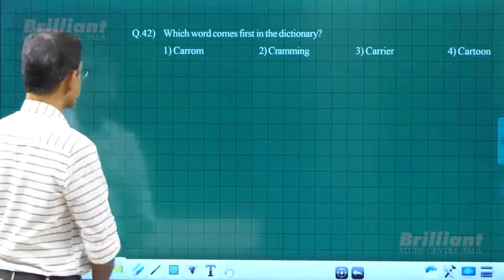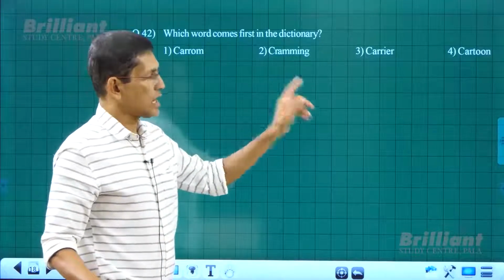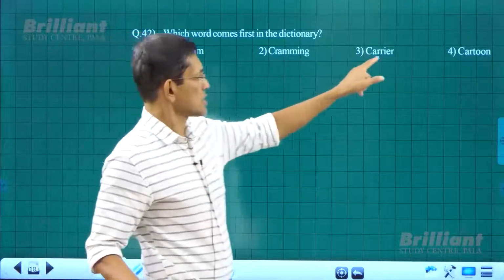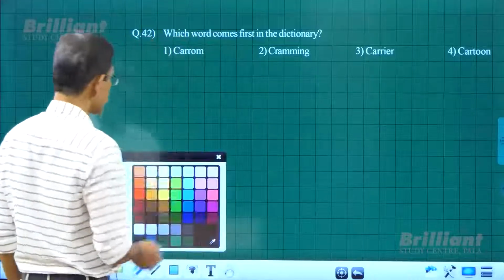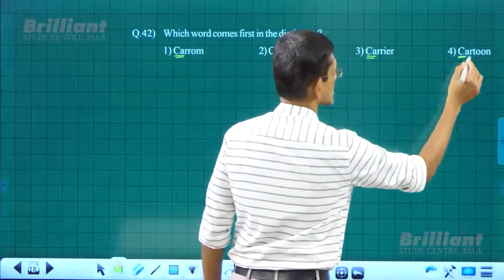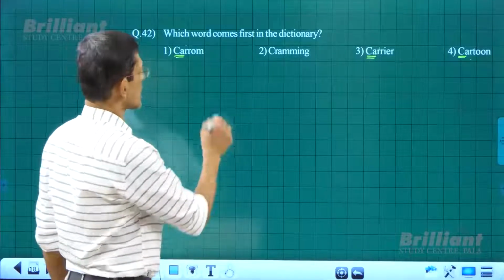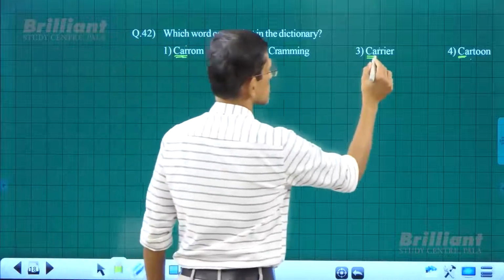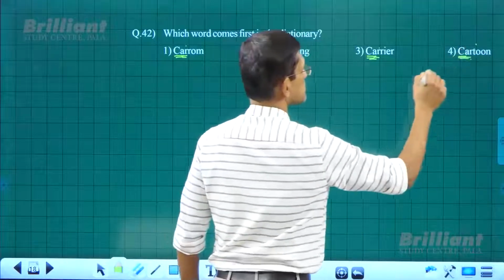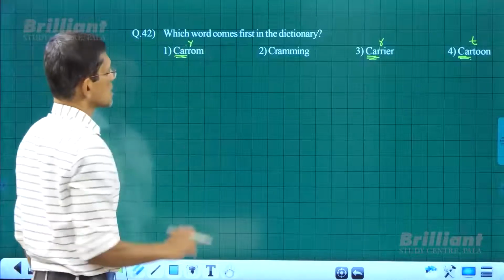42. Which comes first in the dictionary? Carom, cramming, carrier, carton. So CA. Any other one? Yes, this one is CA, this one is CA. After those 2 letters CA, which one is the next letter? Here it's R, here it's R, here it's R as well. So 3 letters are common: C-A-R, C-A-R, C-A-R. After those 3 letters, we have T here. This one is T, and this one is again R, and this one is R as well.